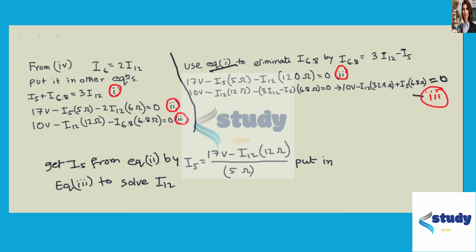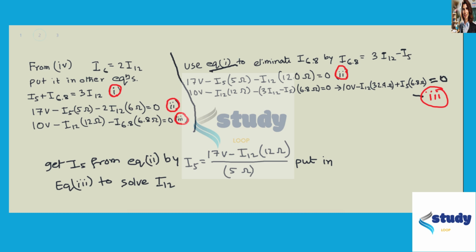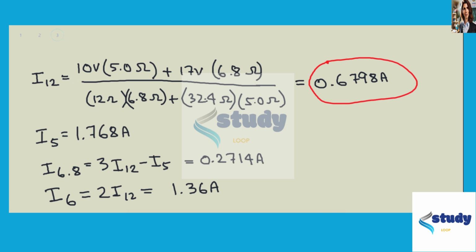If we do so, we'll have only the I12 term present in this third equation, and then we can solve for I12. That's what we did here, and once we put all the numbers together, we got I12 as 0.6798 amps. Now, since we know I12, we can figure out I5 by this expression, and we got I5 as 1.768 amps.